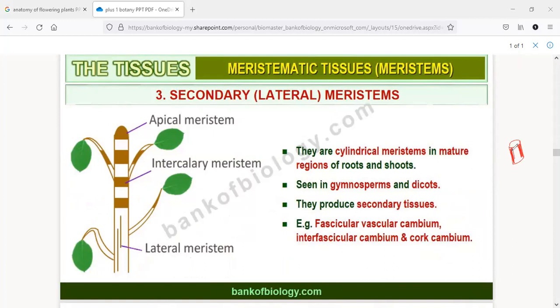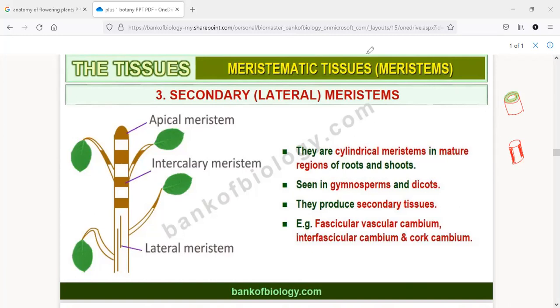So I am drawing it here like this, but you need to understand that if this is the stem cutting, the meristematic region will be around the central part. Understood? So it's not only present in the side, it is encircling the whole perimeter of the stem or root. Understood the location of secondary lateral meristem?